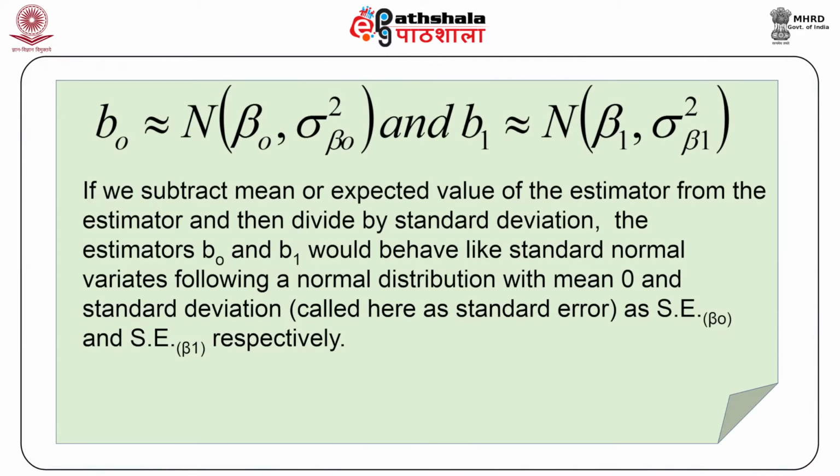Test statistic. We know that B0 is N(beta naught, sigma square B0) and B1 is N(beta 1, sigma square B1). If we subtract the mean or expected value of the estimator from the estimator and then divide by the standard deviation, the estimators B0 and B1 would behave like standard normal variates following a normal distribution with mean 0 and standard deviation 1. The standard deviations are called here standard errors, SE of B0 and SE of B1 respectively.